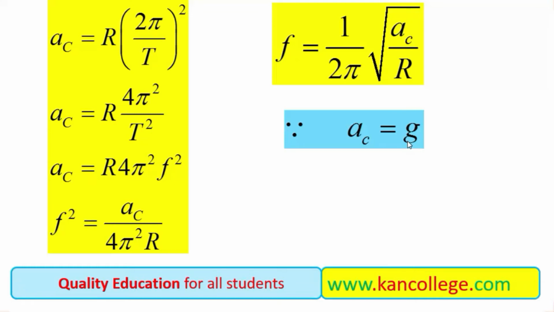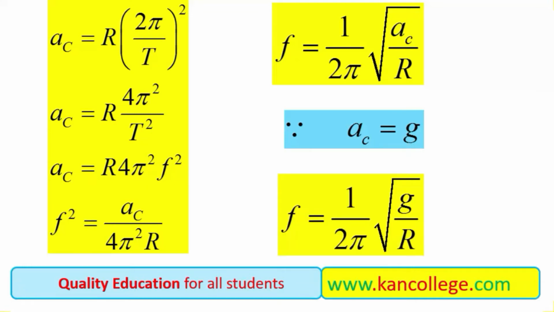And so we can write this formula in this form, which shows that if you want the acceleration to equal the acceleration due to gravity, then you will have to move the satellite with this frequency. If you know the radius, and 2 and pi are constants, then by putting the value of g equal to 9.8, you can get the frequency of rotation.